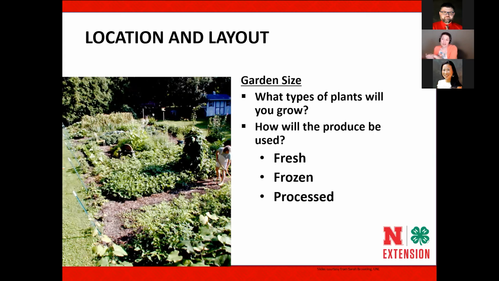When we talk about location and layout, it really depends on the produce. How many raised beds are you going to need? That question can be answered on how are you going to use that produce. Are you going to only eat it fresh? Are you going to freeze it? Are you going to process it? The more you're going to do with that produce, the more people that are going to consume that produce, the more area you're going to need to devote to vegetables and to the raised beds.